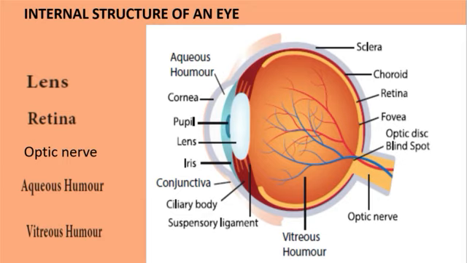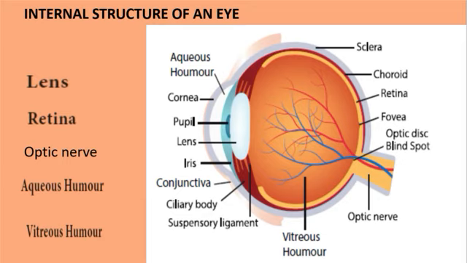Retina. It is the layer present at the back of the eye where all the images are formed. The retina functions by converting the light rays into impulses and sending the signals to the brain through the optic nerve. Optic nerve. It is located at the end of the eye behind the retina. The optic nerve is mainly responsible for carrying all the nerve impulses from the retina to the human brain.